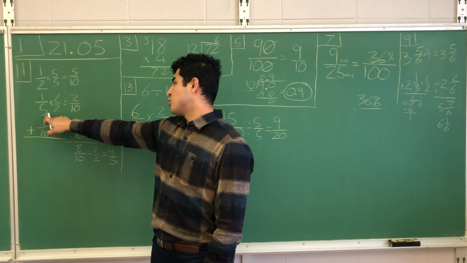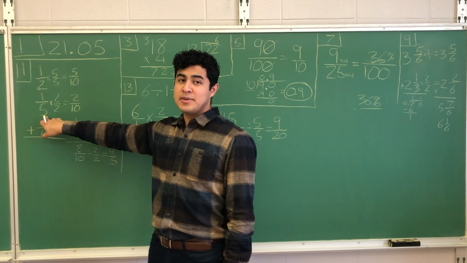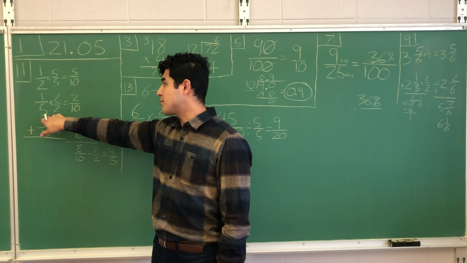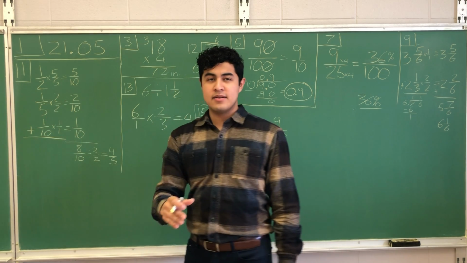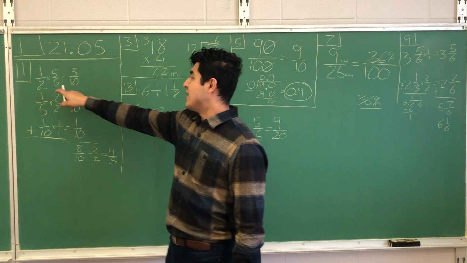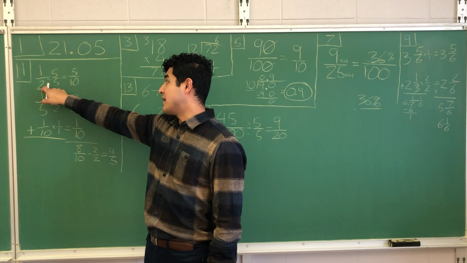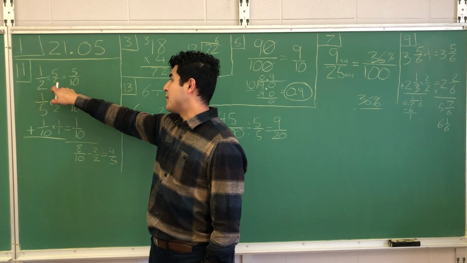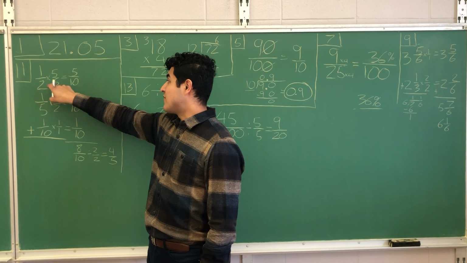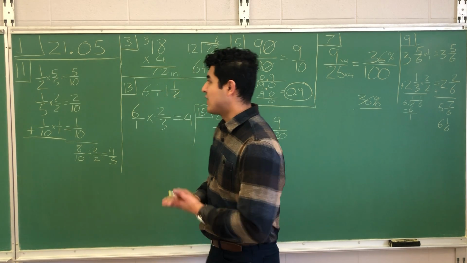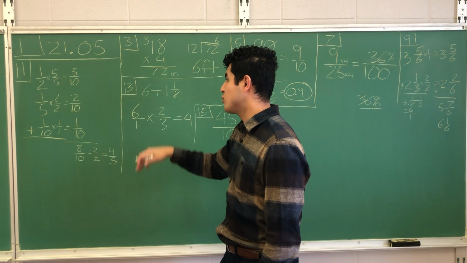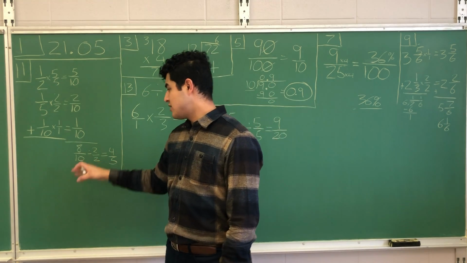And now I need to see, what do I need to multiply 5 by to get a denominator of 10? I need to multiply it by 2. But because I multiplied the denominator by 2, I need to multiply the numerator by 2 as well. So now I've got 2/10. And then to get a denominator of 10 here, I need to multiply it by 5. And because I multiplied the denominator by 5, I must multiply the numerator by 5 as well. So now I've got 5/10 plus 2/10 plus 1/10, which gives me 8/10.